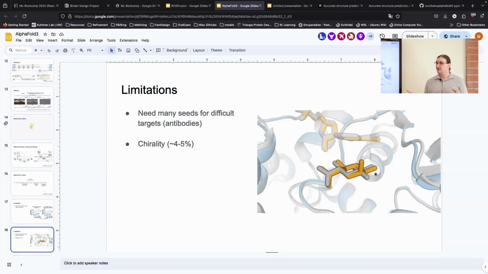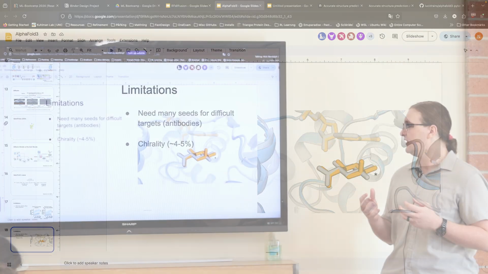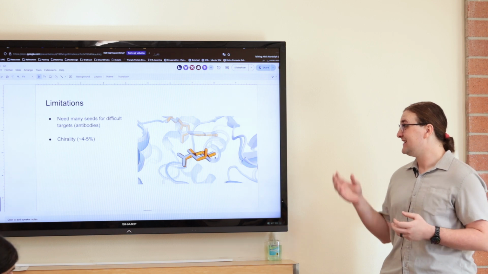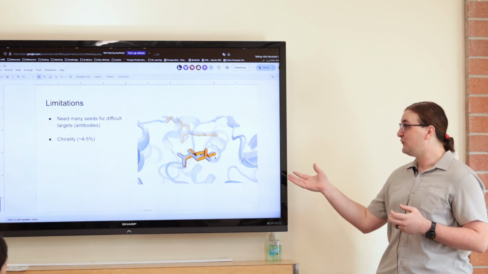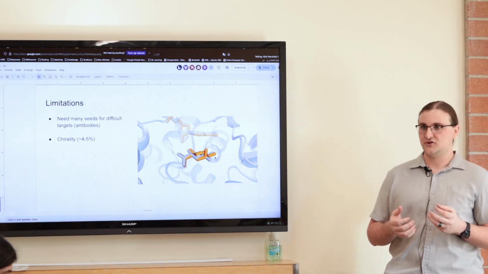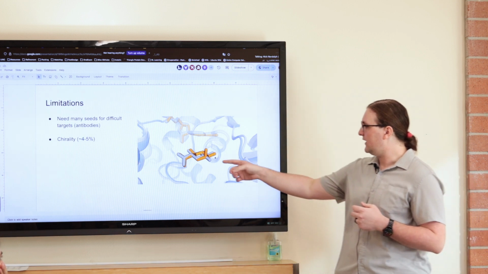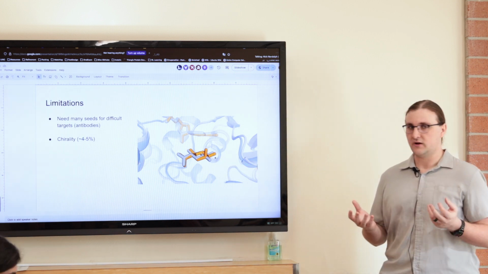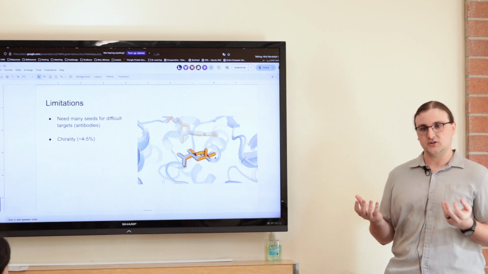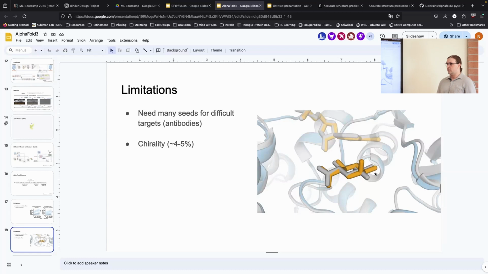Like I said, it also doesn't enforce chirality. Around 4 to 5% of the ligands in the PoseBusters data set have structures with wrong chirality. So here we have this small molecule that has the wrong chirality. This is a major issue. You might want to make sure to check the chirality of your small molecules if that is what you're predicting.